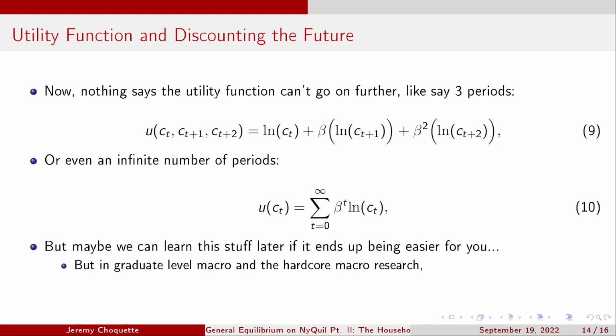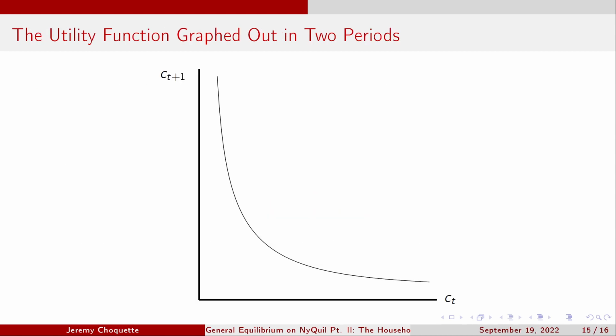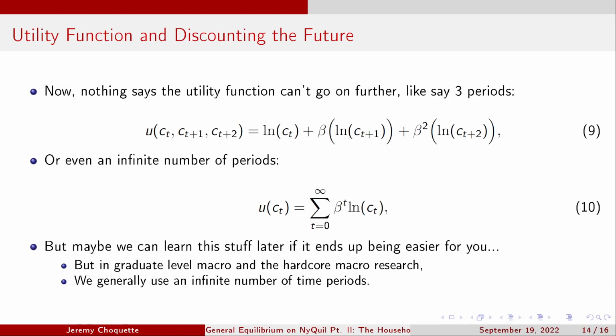If you want to just look at the 2 period, which is what I'm really going to be stressing for this course, stick with that, whichever one's easier. But in graduate level macro, hardcore macro research, the stuff in academia, the stuff that central banks use, they use infinite horizons. We, however, will likely just be sticking with a 2 period problem. So we generally use an infinite number of time periods, but if we make a couple of simplifying assumptions, we can actually get just about as many of the valuable tidbits of information from a 2 period model that you can get from an infinite horizon model.